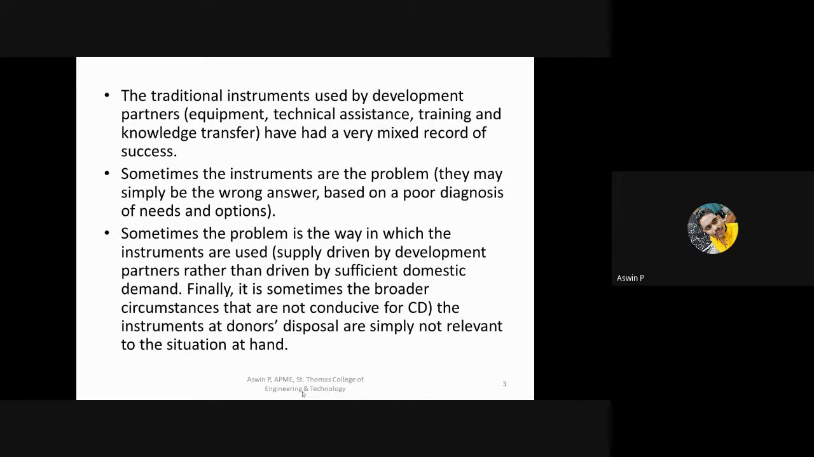Equipment, technical assistance, training, and knowledge transfer are included in this area. Sometimes instruments may have problems. That is, they may simply give wrong answers based on poor diagnosis of needs and options. If we are using a very old instrument, that may give a wrong answer. For example, when we are measuring the pressure of our surroundings using a barometer, if the barometer is not in good condition, you know that barometer, right? When we are using a barometer which is not showing the exact pressure, then our result may be affected. It's an important problem.